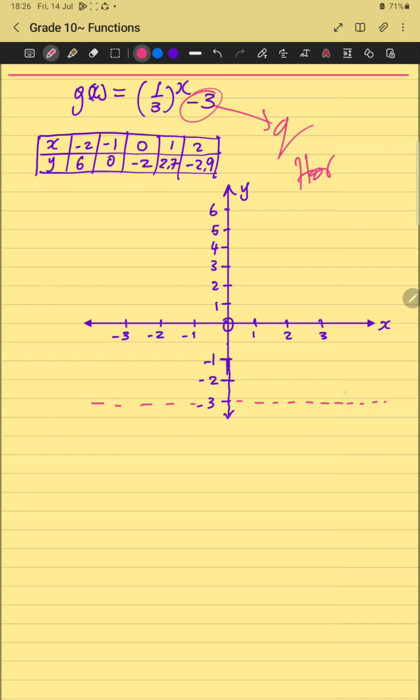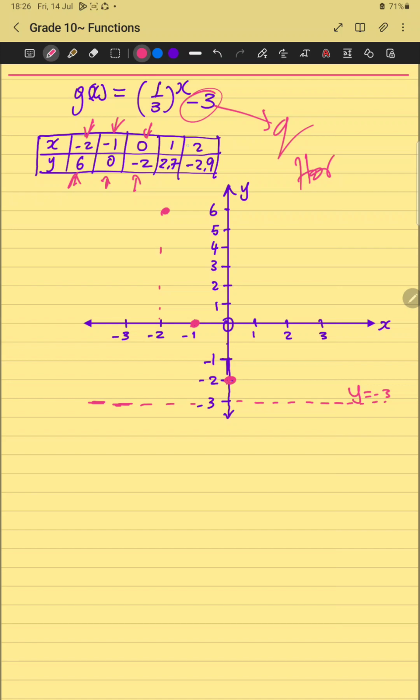And then you name it, that is Y is equal to -3. Please don't forget to do that. Then from there we say now when X is -2, Y is 6, so then somewhere here. And then when X is -1, Y is 0, so that is over here. And then when X is 0, Y is -2, that is somewhere here.